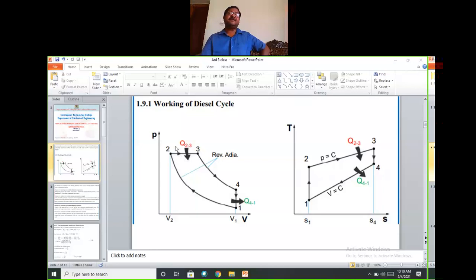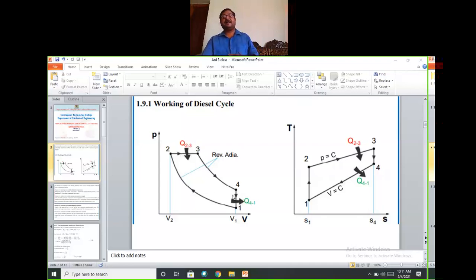M is the mass. Cp is the specific heat of the air. That is the standard value, 1.005 kilojoules per kg Kelvin, which we have to take. Remember, at the time of examination, it may or may not be mentioned in the question paper. But for air, that is a standard value: the Cp value is 1.005 kilojoules per kg Kelvin.